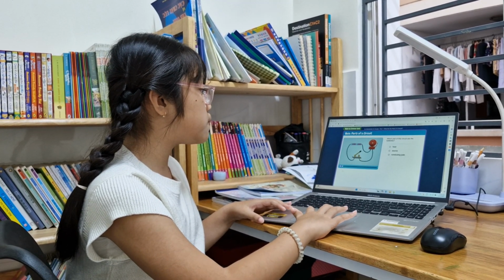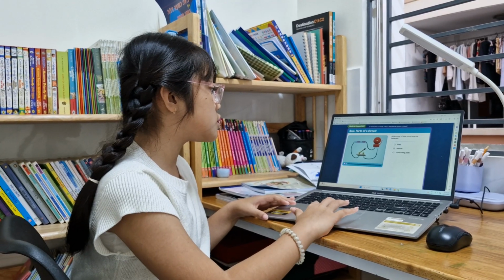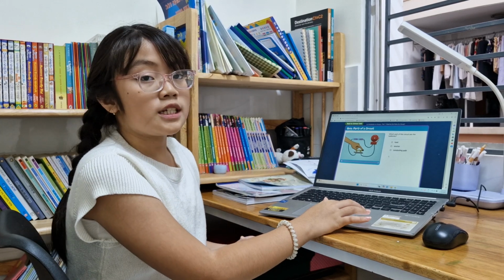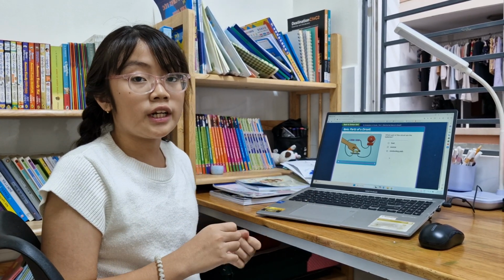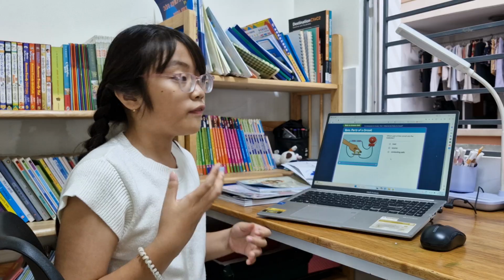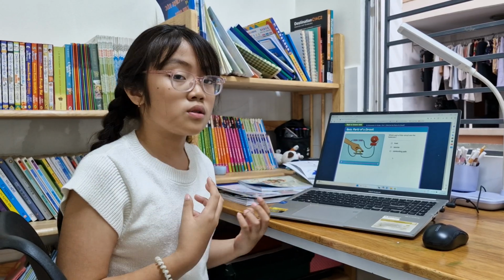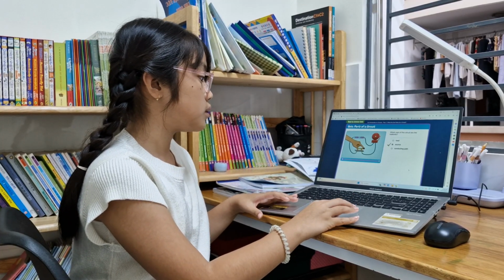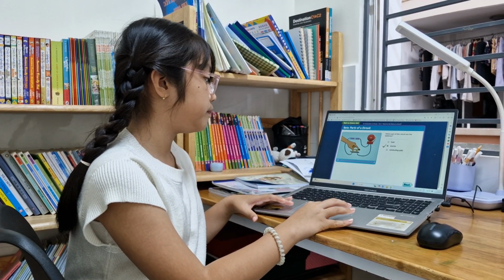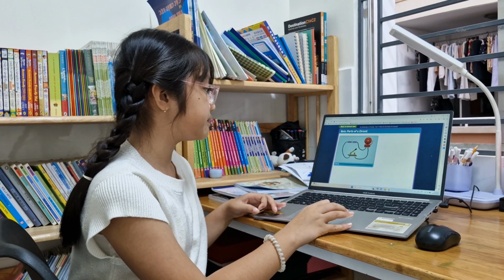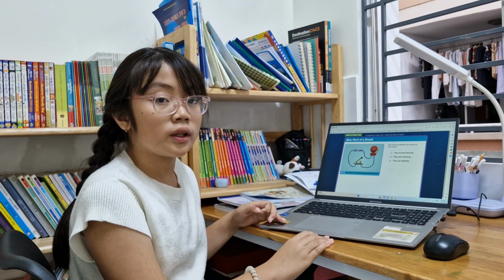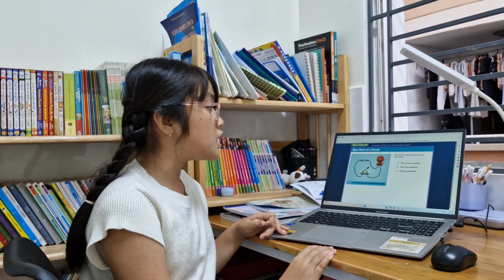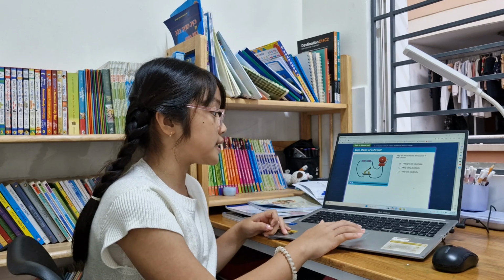Now, which part of this circuit are the batteries? The batteries provide energy or electricity for the bell to ring, so it will be the source. Why are the batteries the source in this circuit? Because they provide electricity.